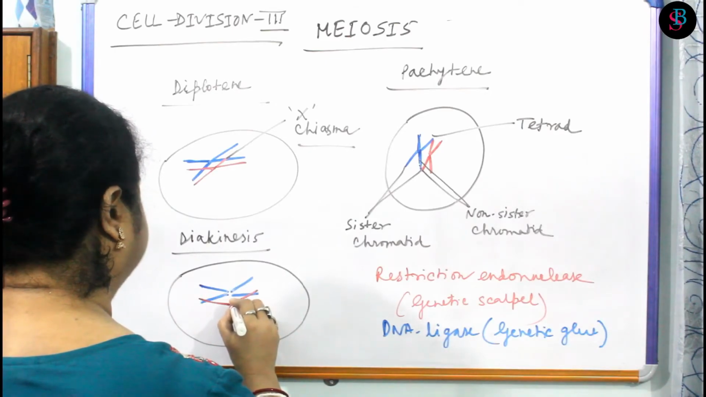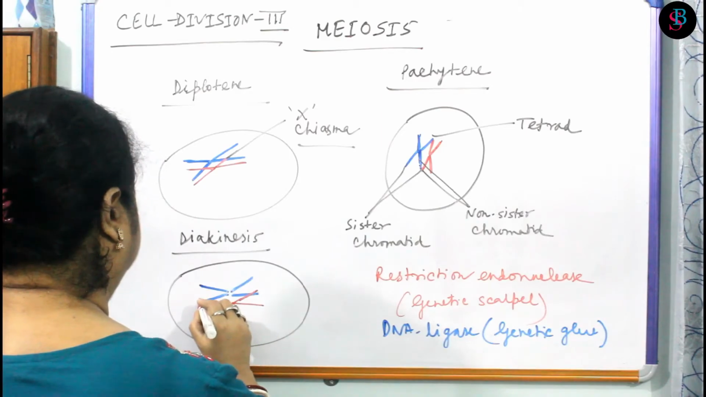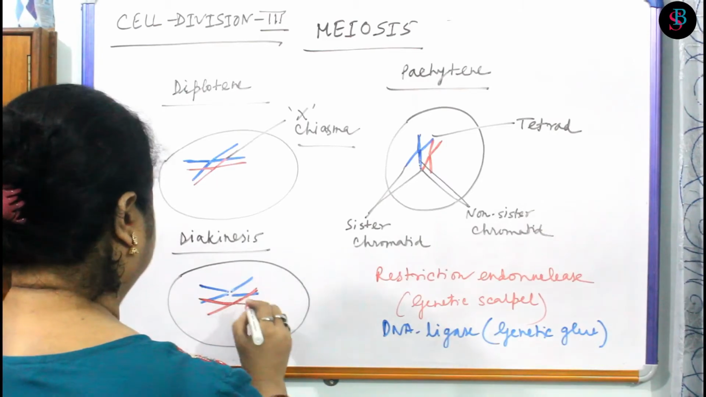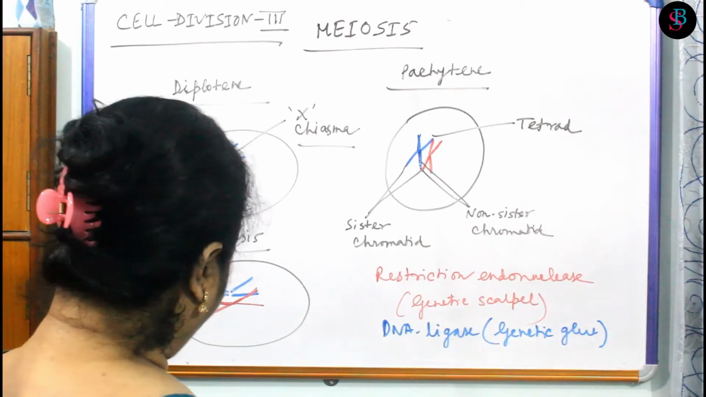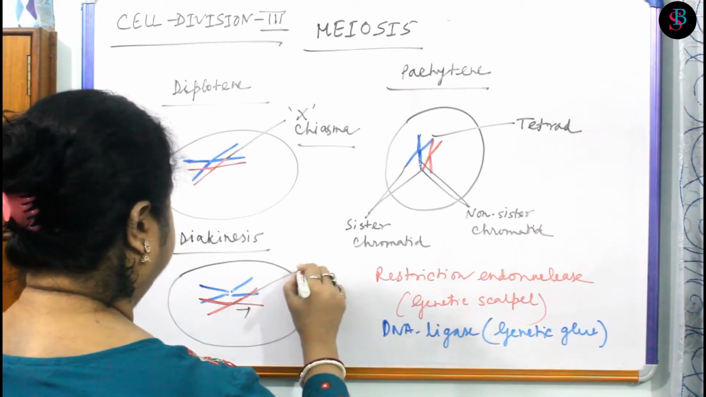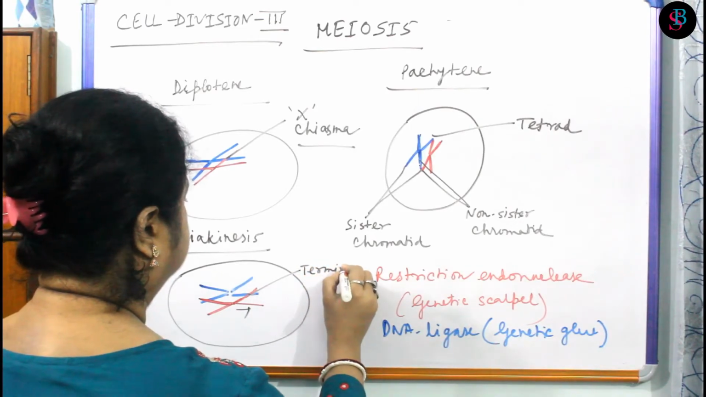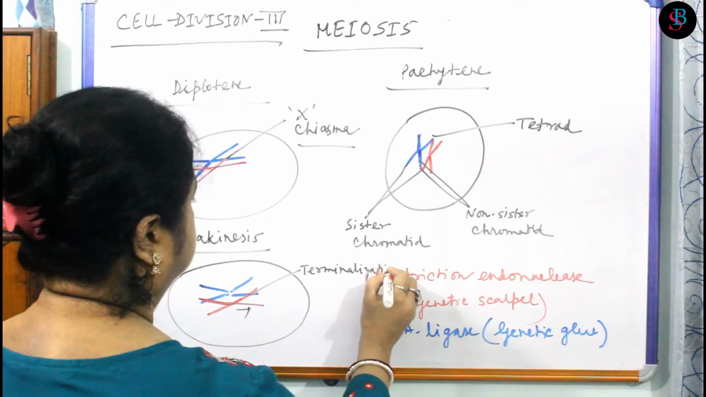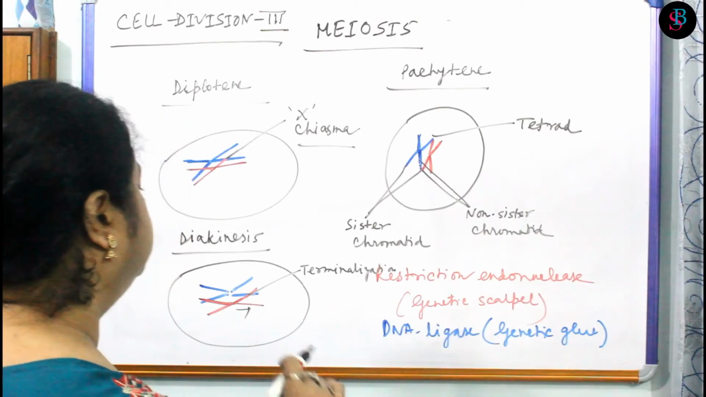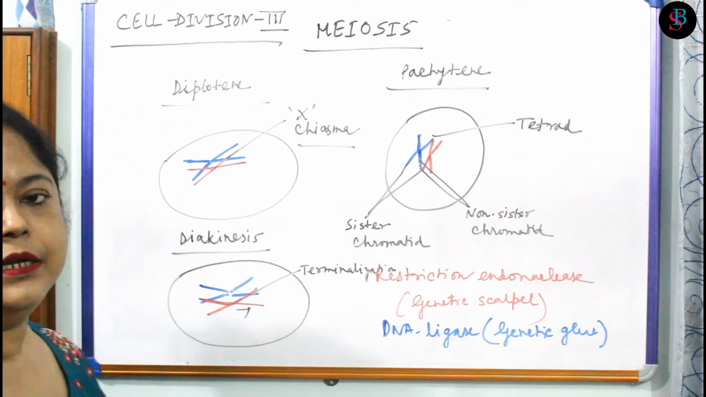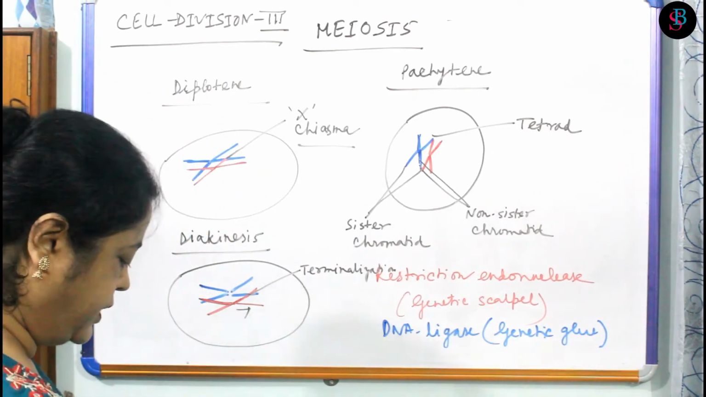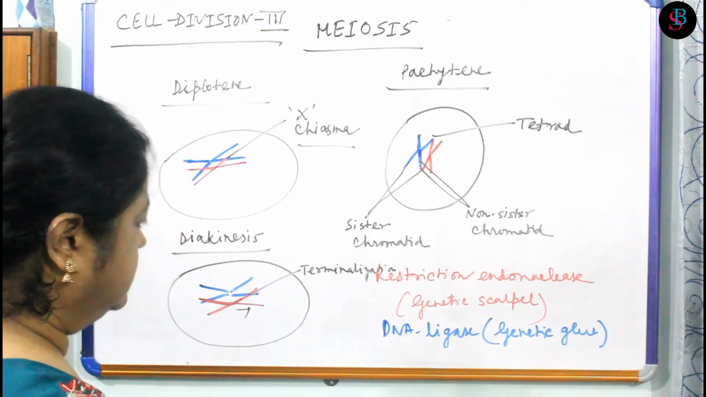At the end of the diakinesis, the chiasma will reach at the terminal part. After completion of the terminalization, this movement of the chiasma towards the chromosomal end is known as terminalization. After this it will reach at the end, and it will be the recombinant chromosome, not DNA, recombinant chromosome will look like this manner.